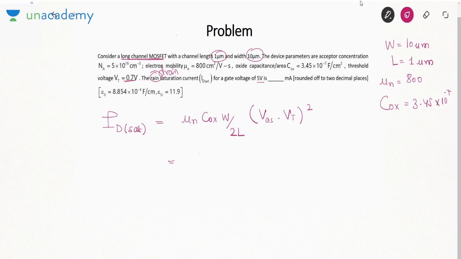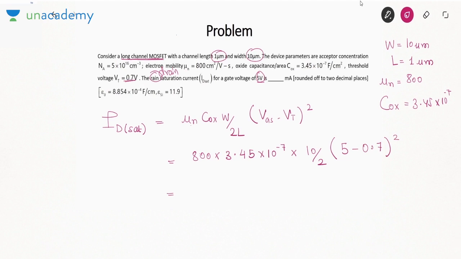Now this mu n is how much? 800. Cox is 3.45 into 10 to the power minus 7. W by 2L is 10 by 2. VGS. Now VGS is given as gate voltage of 5 volt. Source voltage will take it as 0. VT is 0.7, square. So how much will this current come out to be?